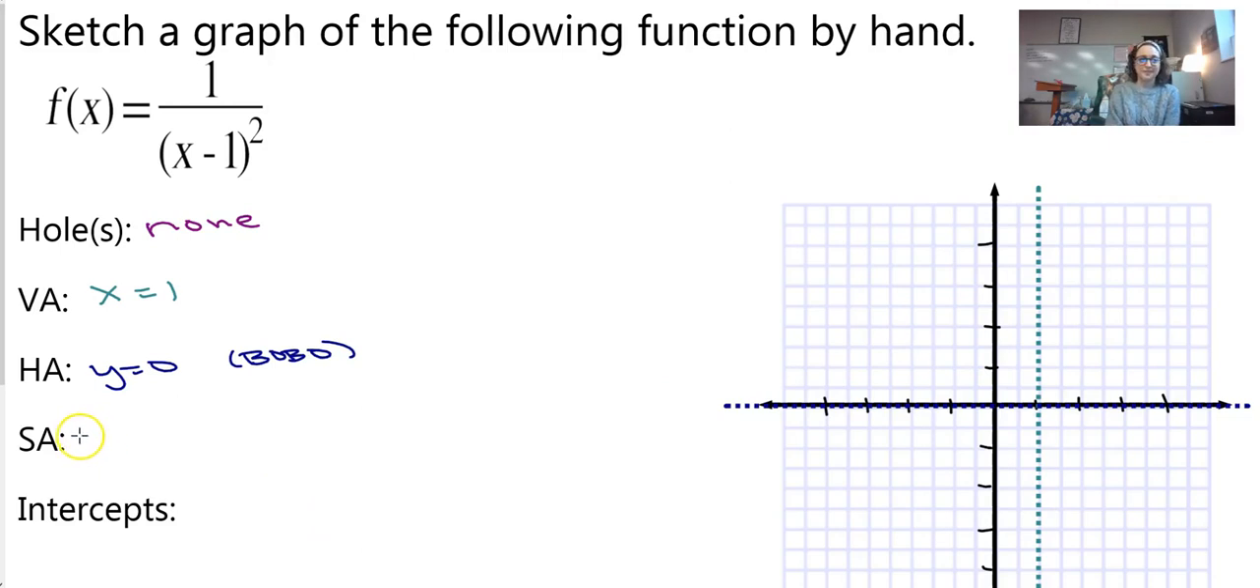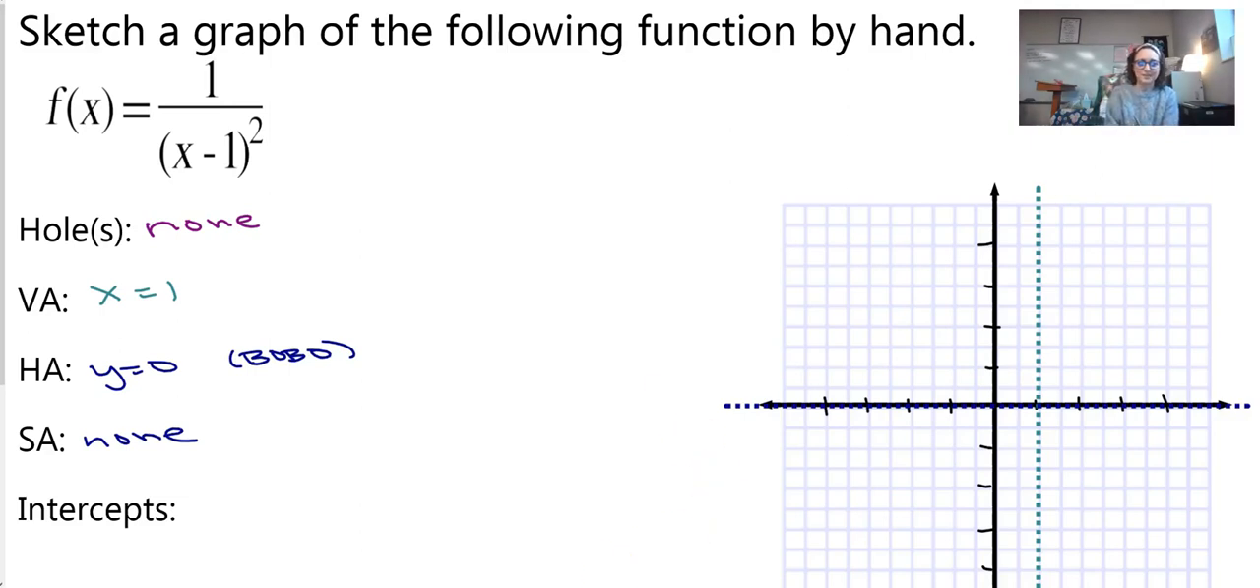Slant asymptotes, do we have any? No, if you have a horizontal, you can't have a slant asymptote. But remember, we have a slant asymptote when the numerator's degree is larger than the denominator's. When it's larger by 1, and in that case, remember, divide, use polynomial or synthetic division. Whatever your quotient is, that is your slant asymptote.